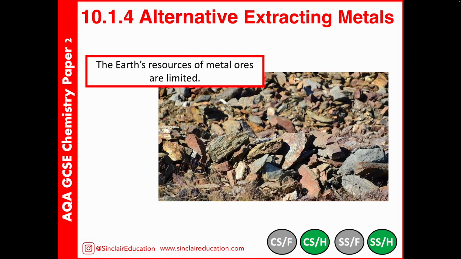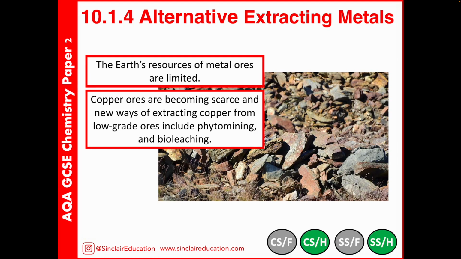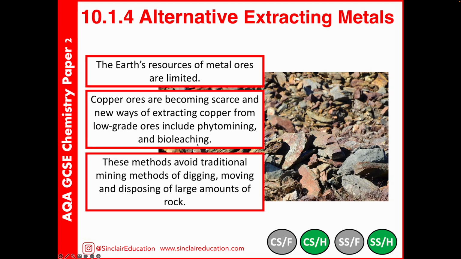In the next section of this topic, we start to look at alternative extraction methods for metals, and this is where the higher content only comes in. First of all, this relies on the idea that the Earth's resources are in very limited supply. And as part of this, what we know is that copper ores are overall becoming scarce, and we need new ways of extracting copper from low-grade ores. And this is where the idea of phytomining and bioleaching come in.